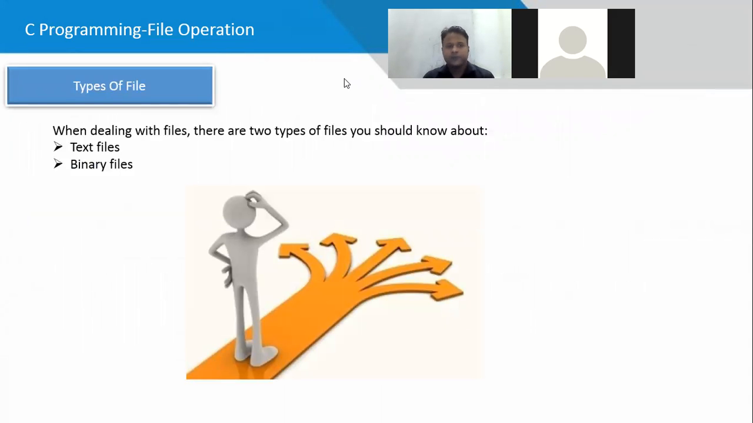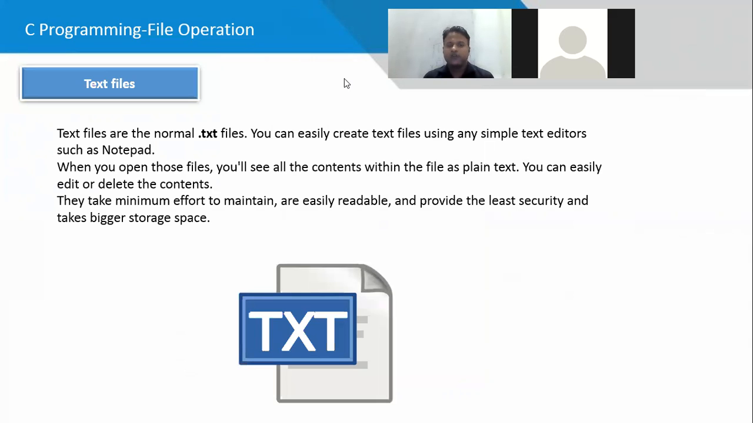The types of file: when dealing with files, there are two types of file we should know about. One is the text file, another is the binary file. A text file is normally stored as a .txt file. You can easily create a text file using any simple text editor such as Notepad. When you open this file, you see the contents of the file. Text files take minimum effort to maintain and are easily readable, but provide the least security and take bigger storage space.